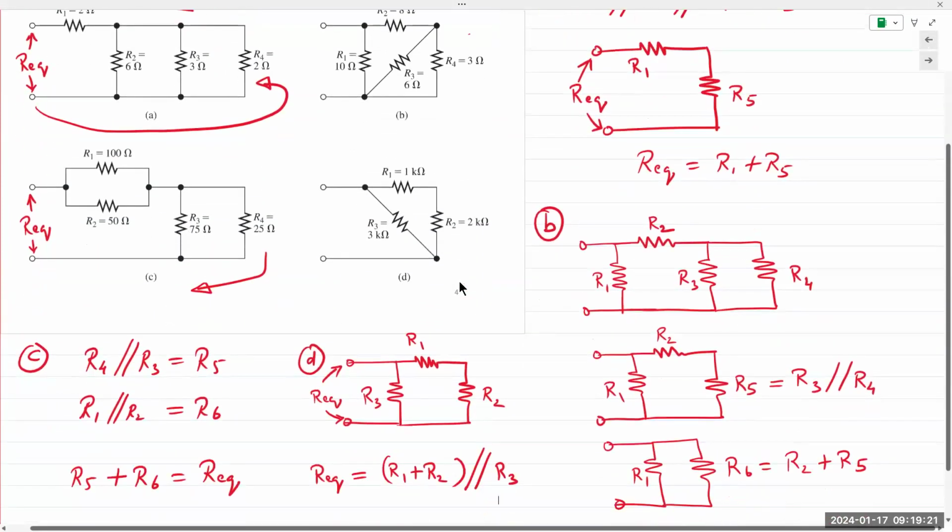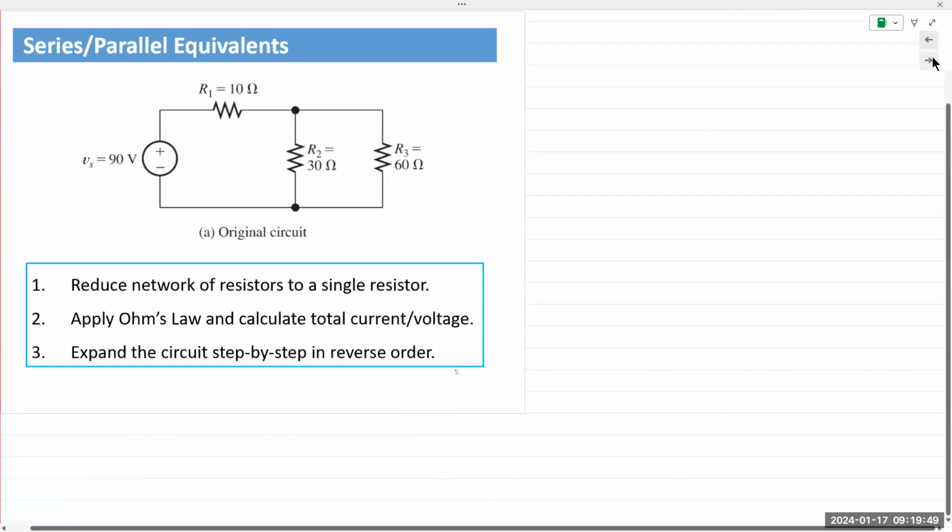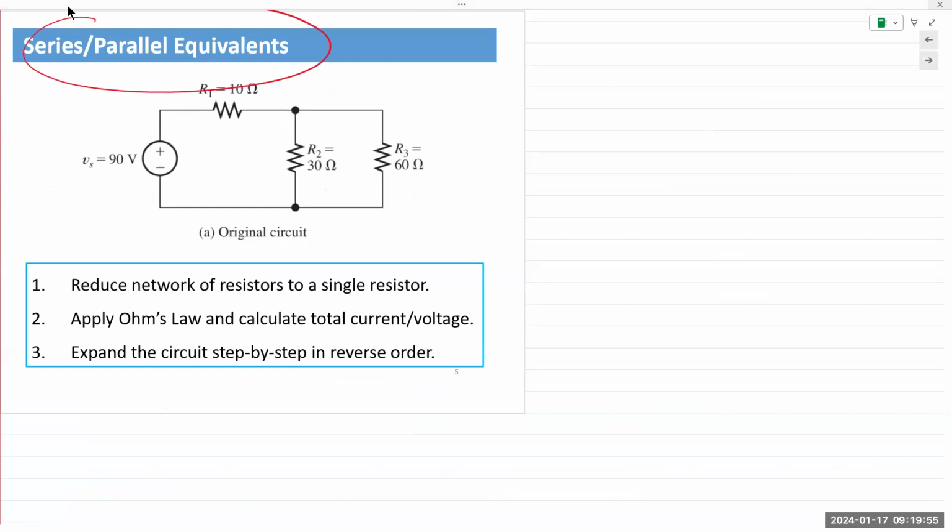Well, we use this technique, again, reducing a bunch of resistors down to one single resistance. We compress the circuit down to one single element, and we can find the voltage or the current flowing through that circuit. And then we expand it back up again in the reverse order, and we can find voltage and current for every single resistor that's in the circuit. And that technique is known as series parallel equivalence.